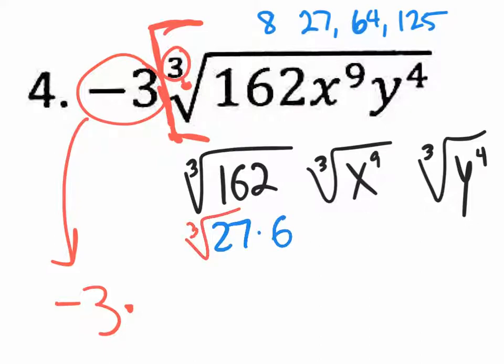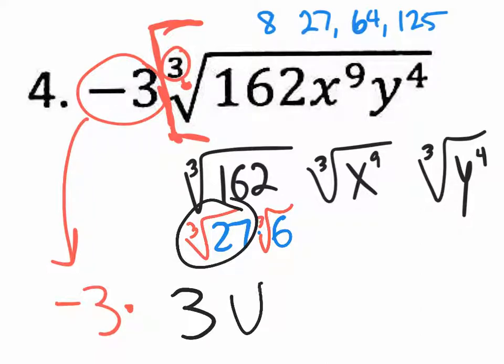So when I split that 3rd root, I will be able to get this first answer, which is what? What's the 3rd root of 27? 3. And the 3rd root of 6 is simply going to stay the 3rd root of 6. It comes down. Now, how about this next part right here? What's this answer going to be? X to the what?